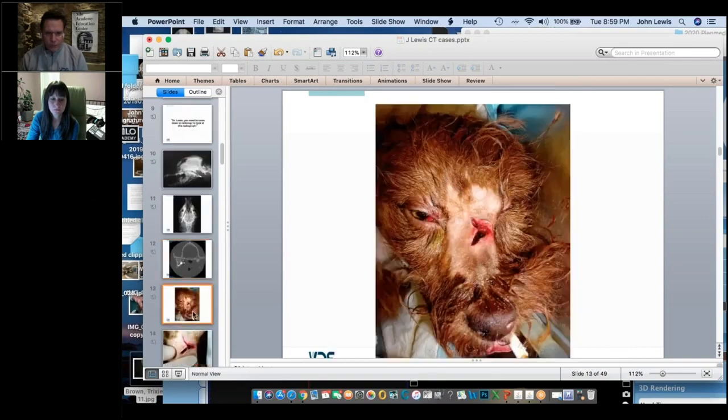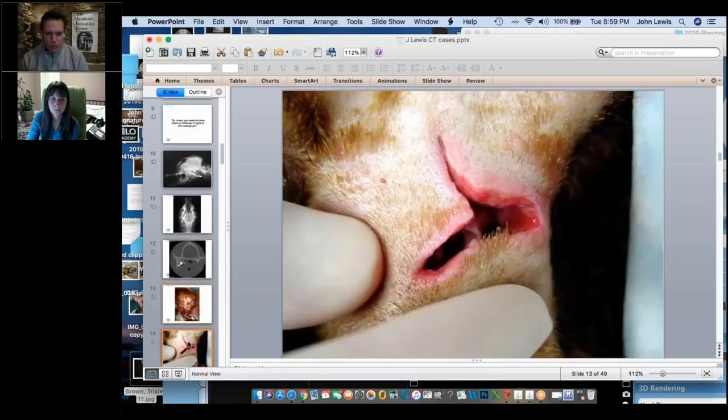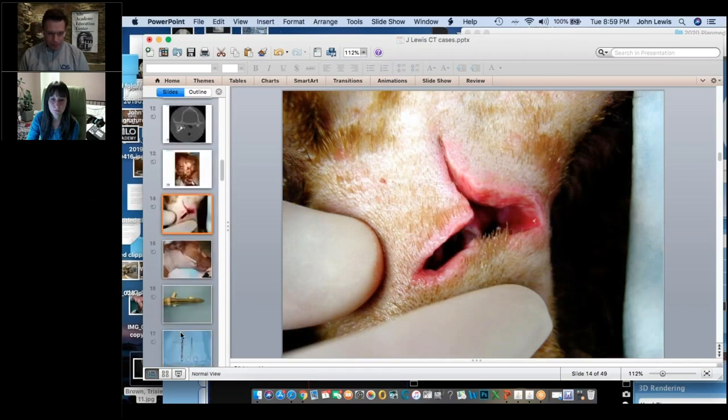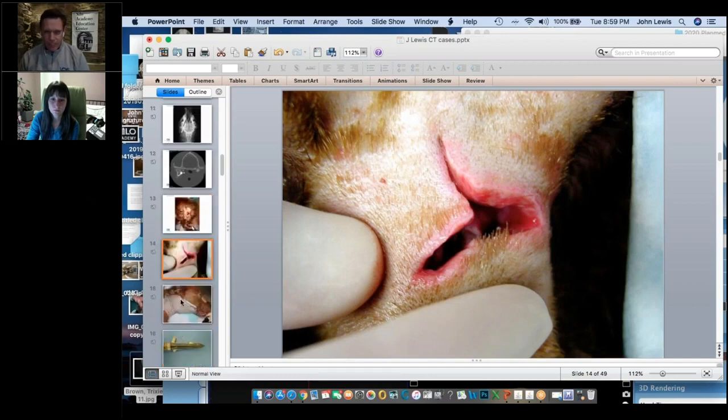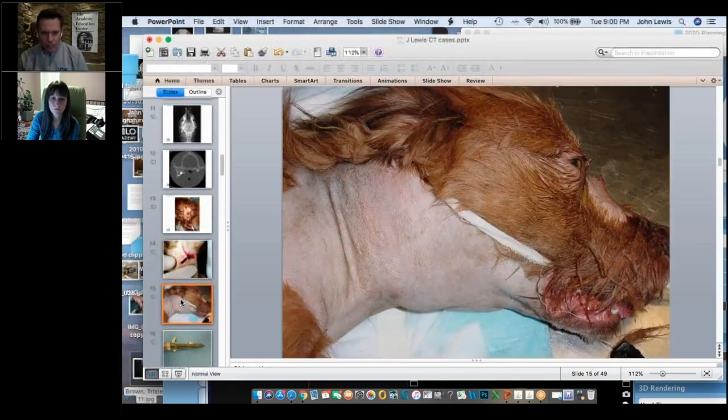And so when we shaved her up, you can see the entry site on the bridge of the nose there. And then we decided that it was just too far in there to be able to try and pull out, even though we could see the shaft of the fiberglass at the entry site. So we decided to go ahead and go through the neck.